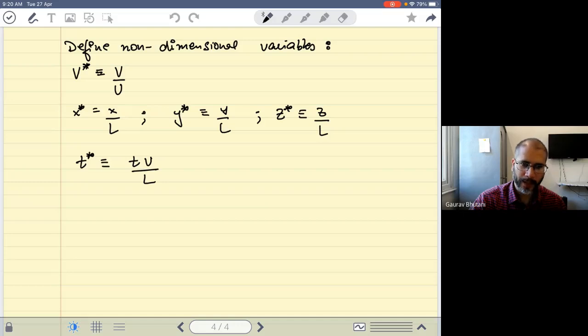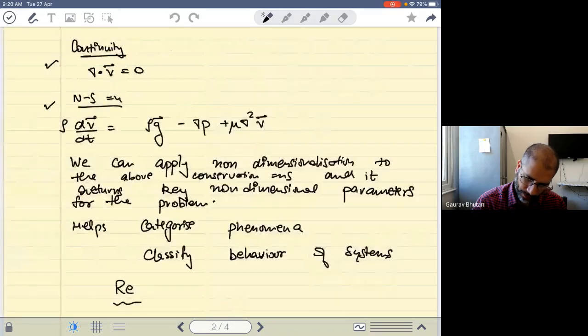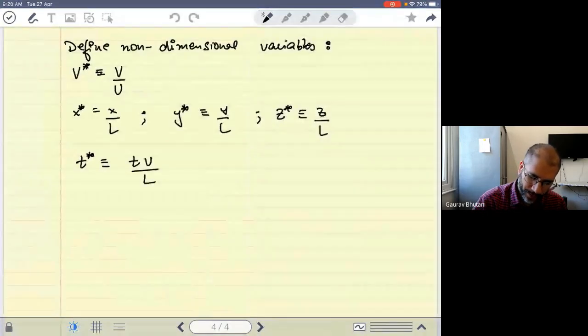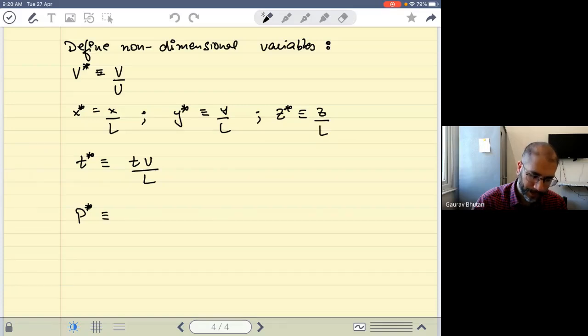All these things are very obvious and intuitive. And next is the other term. So let's go to the equations. In the equations, we can see we have V as a variable, we have T as the variable, and we also have P, pressure, as the variable. Everything else is a constant. Density is a constant, G is a constant, and mu is a constant. So we have to non-dimensionalize P as well. For that, we define a P star.